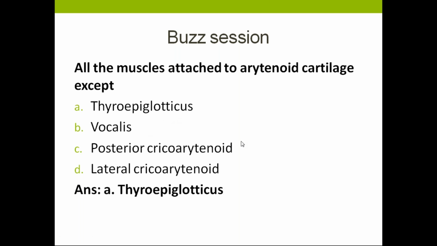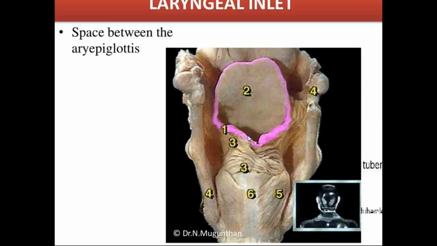Good. With this, I'll continue on to the cadaveric image showing the inlet of the larynx. You can see the aryepiglottic fold in number 1. 2 is the epiglottis. 3 is showing the oblique arytenoid, and again the transverse arytenoid, and 5 is the posterior cricoarytenoid, and 4 is the posterior border of the lamina of the thyroid cartilage.